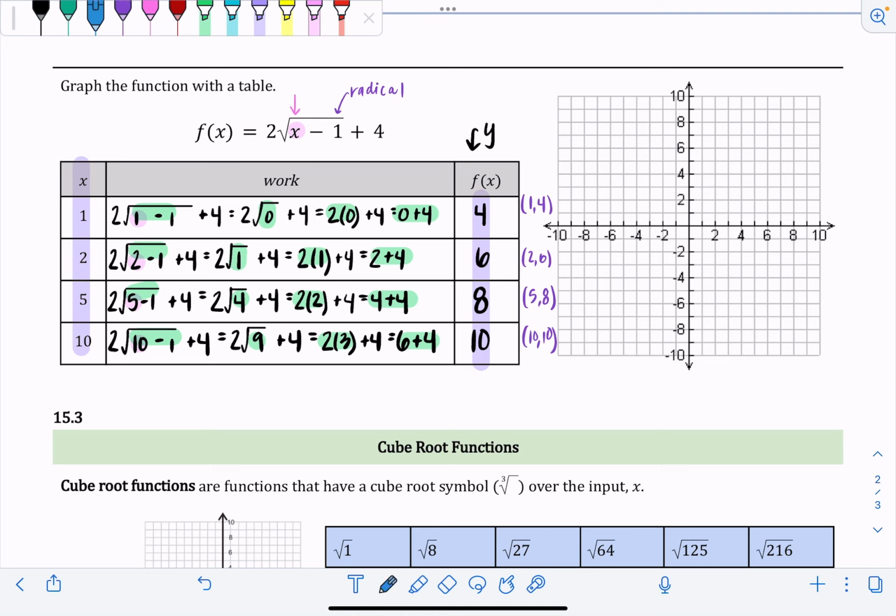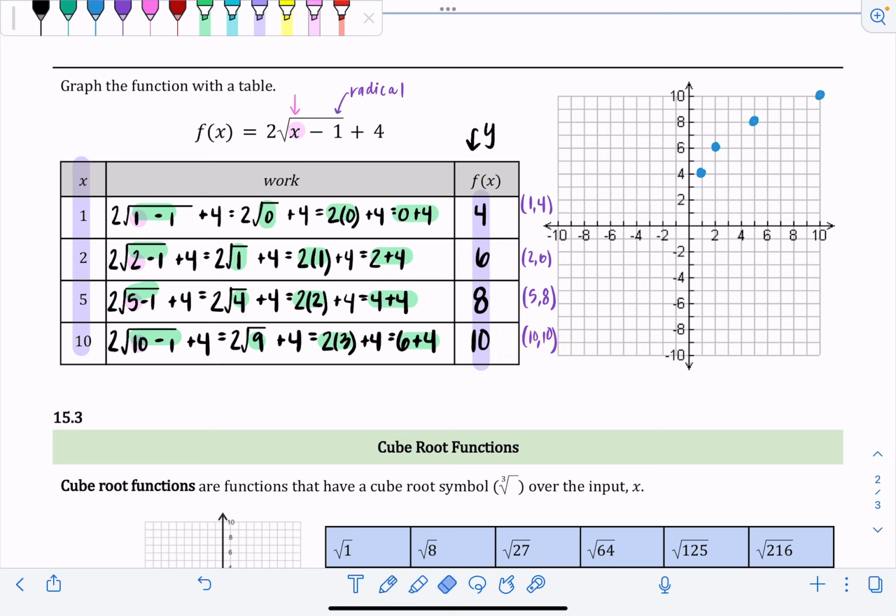So 1, 4, I would start from the origin right here, and I would go right 1 and then up 4, so that would bring me right here. And then the second point, 2, 6, I would go right 2 and then up 6, that would bring me right here. And then the third point, 5, 8, I would go right 5 and then up 8, that would bring me right here. And then the fourth point, 10, 10, I would go right 10 and then up 10. So that would bring me all the way up here to the corner of the graph.